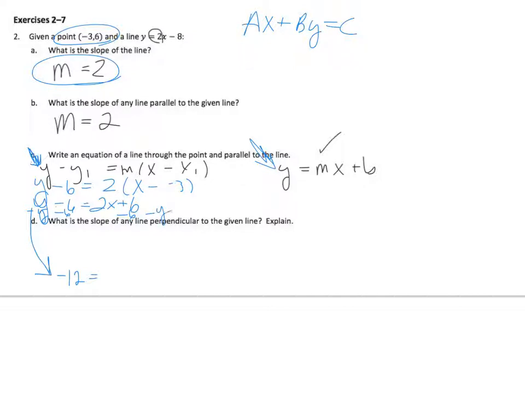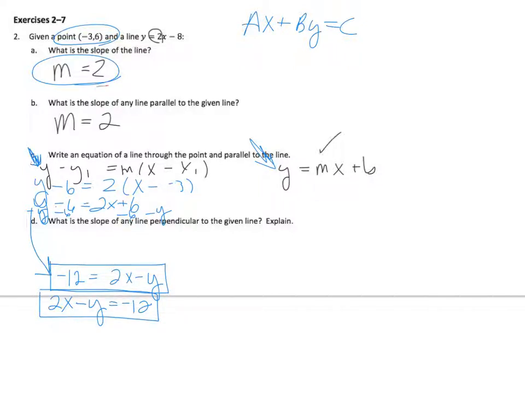Subtract y. 2x minus y. There's our answer in standard form. I can flip it: 2x minus y equals negative 12. That works great. Now let's try slope-intercept form.